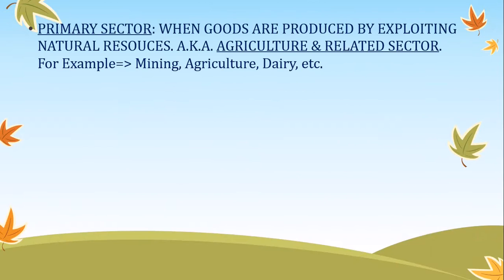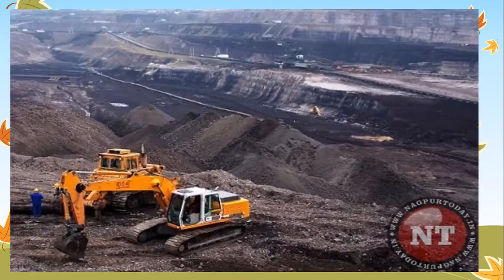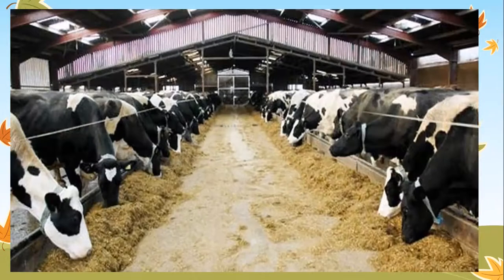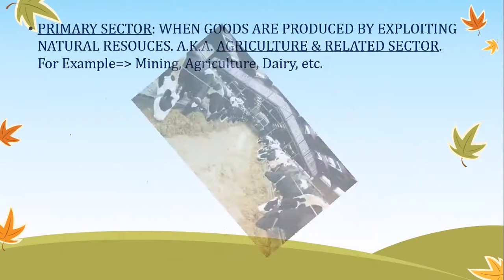Number one, primary sector. When goods are produced by exploiting the natural resources, these activities come under the primary sector. The primary sector is also known as agriculture and related sector. For example, mining, agriculture, dairy, etc. This is a picture showing mining, which comes under the primary sector. This is also a picture showing an activity which comes under the primary sector.